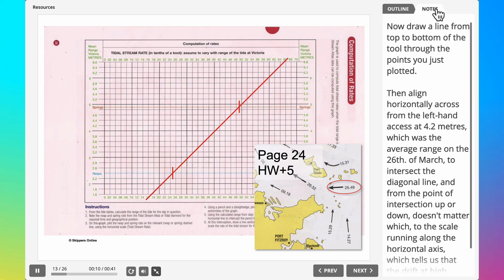Now draw a line from top to bottom of the tool through the points you just plotted. Then a line horizontally across from the left-hand axis at 4.2 meters, which was the average range on the 26th of March, to intersect the diagonal line, and from the point of intersection, up or down, doesn't matter which, to the scale running along the horizontal axis, which tells us that the drift at high water plus 5 hours will be 4.3 knots.